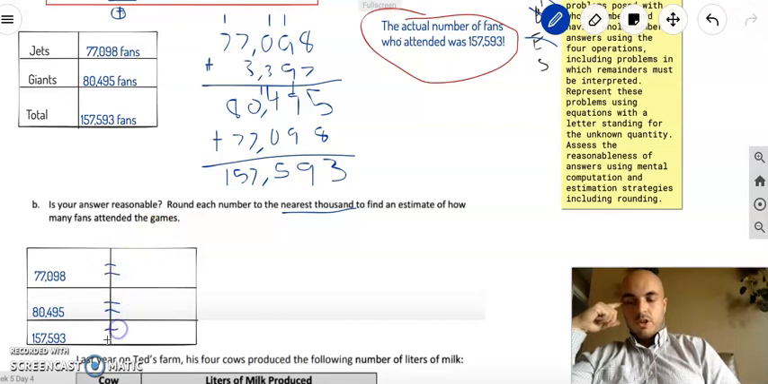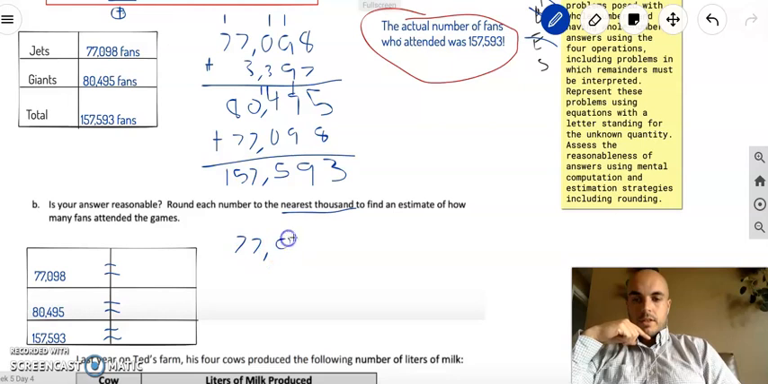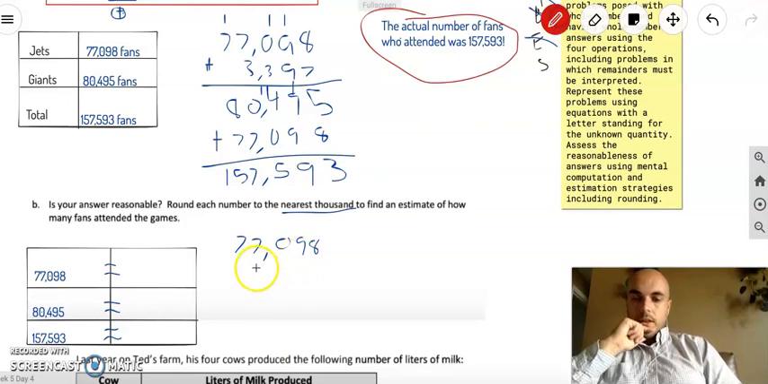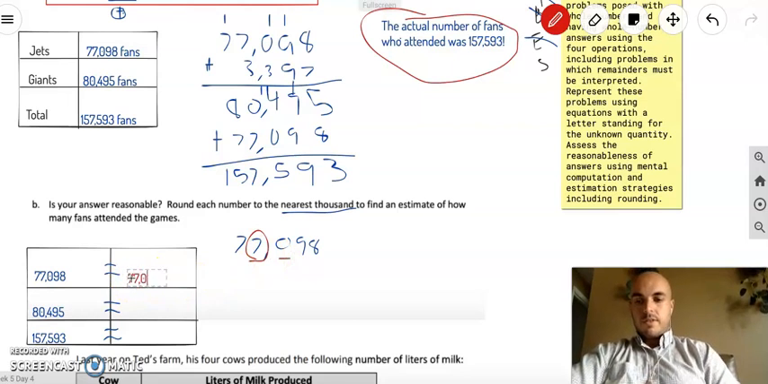And again, I'm just doing this chart here to help us organize our information. So 77,098. I'm going to round this to the nearest 1,000. Okay, so we're going to round here. Look at the 7. Go next door. It's a 0, so my 7, I'm letting rest. It's staying the same. So rounded is 77,000.